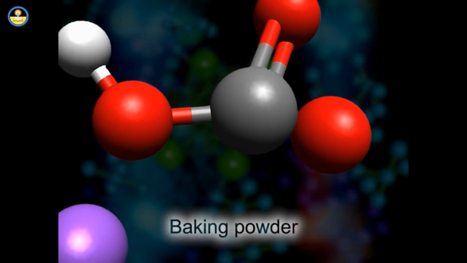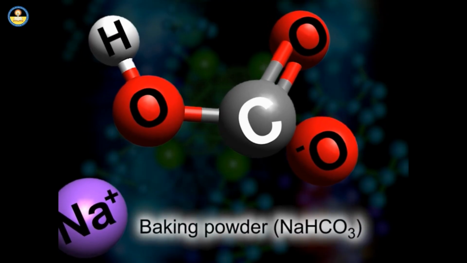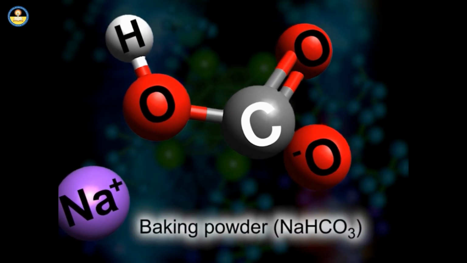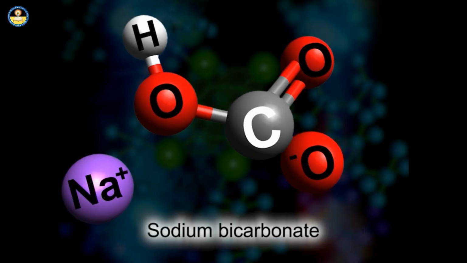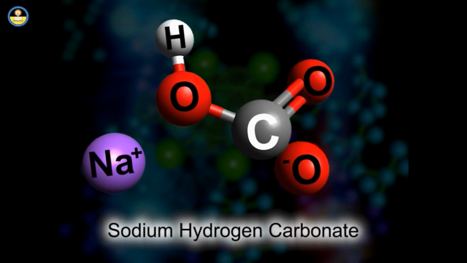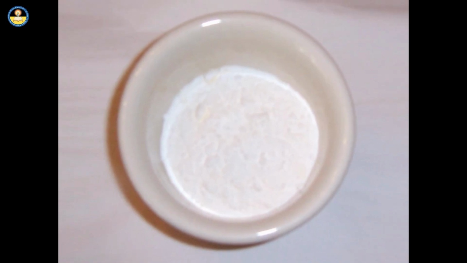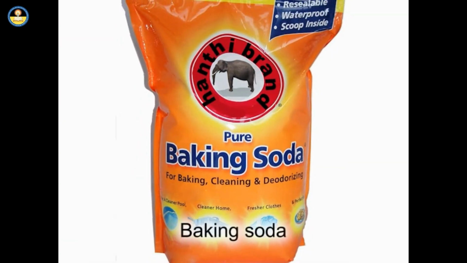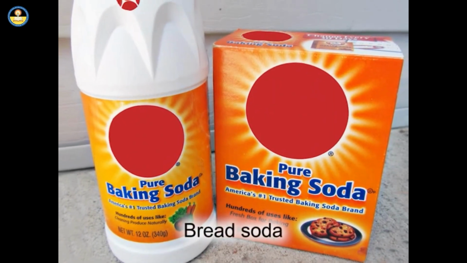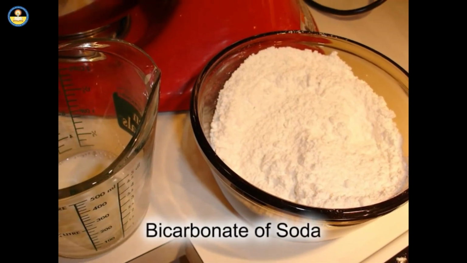The chemical formula for baking soda is NaHCO3, and it is also known as sodium bicarbonate or sodium hydrogen carbonate or bicarbonate of soda. The salt has many related names such as baking soda, bread soda, cooking soda, bicarbonate of soda.